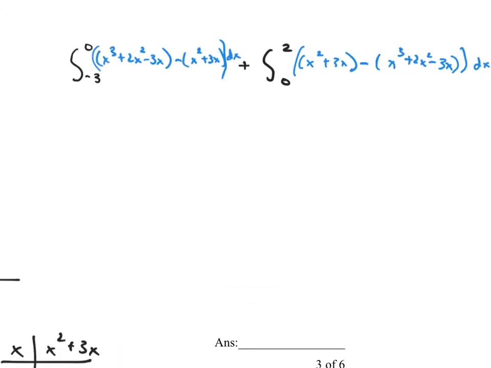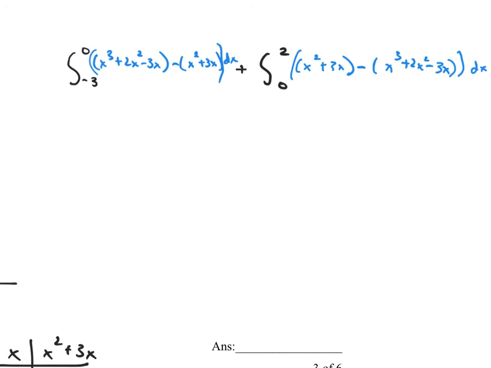So the first integral would be the integral from -3 to 0 of, what would I have? Well, I'd have x cubed, then I'd have a plus 2x squared minus x squared, which would give me plus x squared, and then I'd have a minus 3x minus a 3x, which would give me minus 6x. Again, I just distributed the negative and combined like terms. Let's look at that second integral.